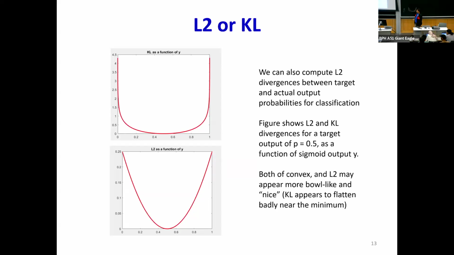If, for example, my target output value is 0.5, as I go away from 0.5, the divergence just blows up, and it's infinitely bad. Whereas the L2 loss has a nice bowl shape. So why do we use the KL as opposed to the L2 when we are performing classification? Anybody want to hazard a guess? You probably don't know the answer.